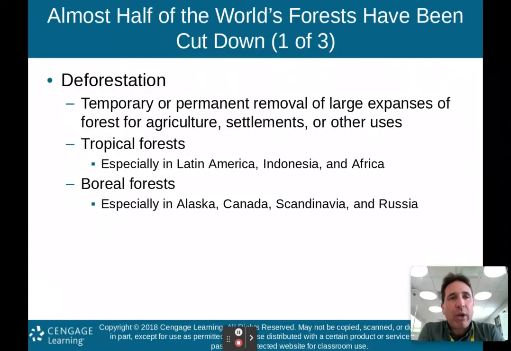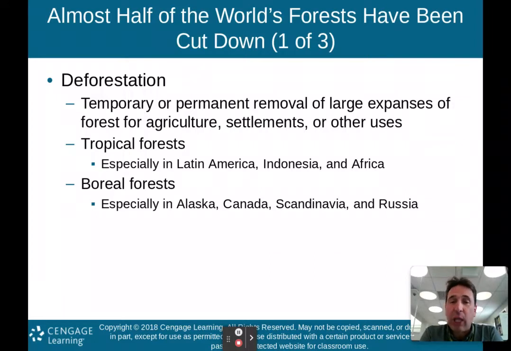All right, now we're going to talk about how almost half of the world's forests have been cut down. Again, we talk about that term deforestation a bunch. What is it? The temporary or permanent removal of large expanses of forest for agricultural, settlement, or other uses. Tropical forests, especially in Latin America, Indonesia, and Africa, are being cut down. And the boreal forests in Alaska, Canada, Scandinavia, and Russia are also being cut down.